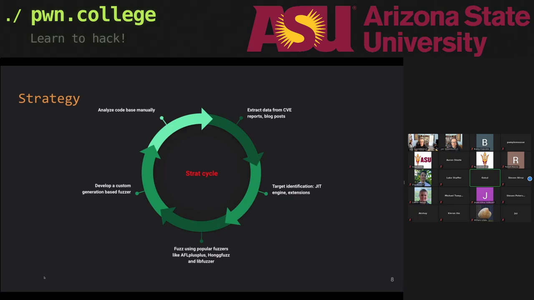From the feedback that we got after running these fuzzers, we designed a custom generation-based fuzzer. Apart from that, we had to manually analyze the code base. And this was done in choosing each of the targets, which I'll be talking about in the next slide.